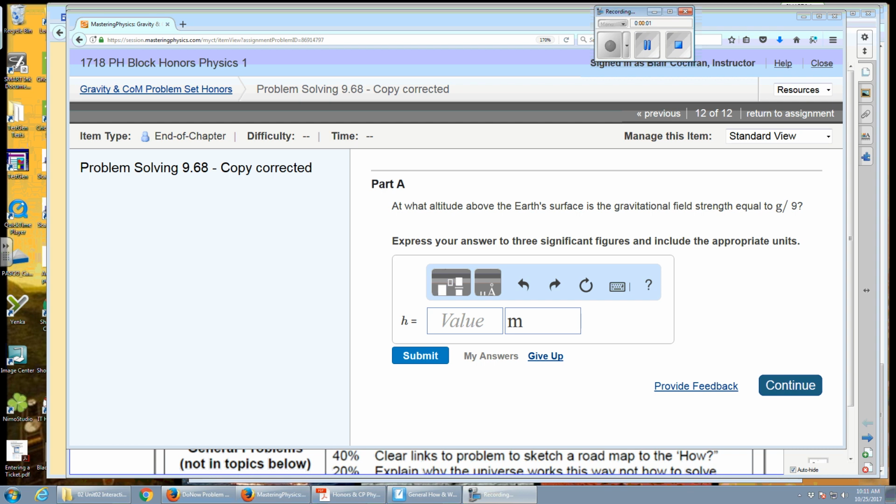Block. So, all right, we have number 12. At what altitude above the Earth's surface is the gravitational field strength equal to g over 9? Now, little g here, that's the variable we use for gravitational field strength.